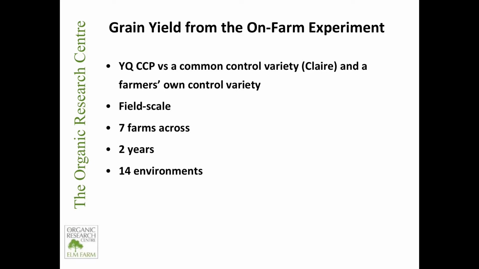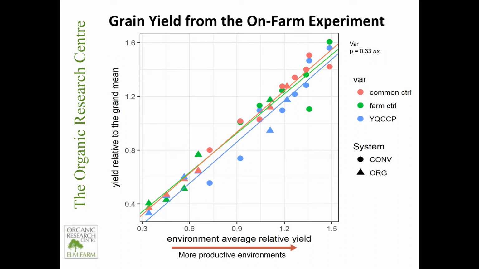And what we saw here was that the lines became parallel. When you get that greater noise, when you start going out onto the farms themselves, the benefits of the CCP were not seen as much. There was no significant difference; the slopes of the lines are all parallel.